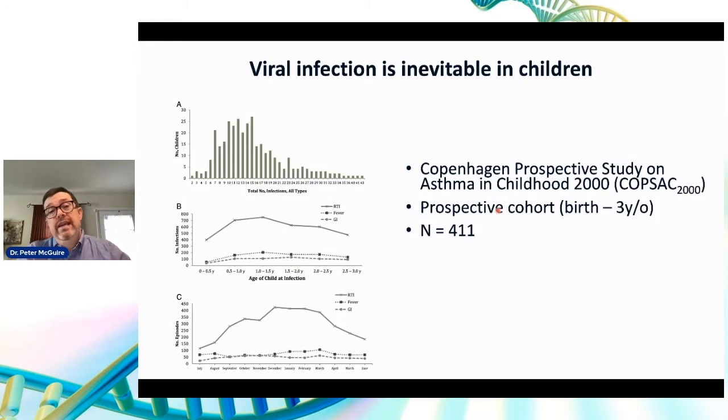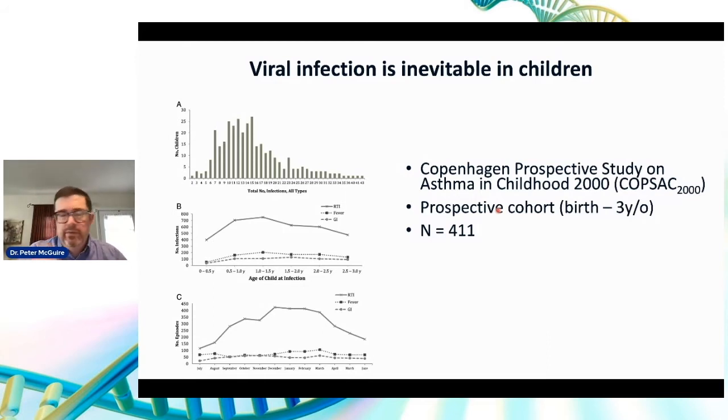So unfortunately, viral infection is inevitable in children. It's somewhat unavoidable. This was a study done back in the 2000s, the Copenhagen Prospective Study on Asthma in Childhood, or COPSAC 2000. And this is a prospective cohort, so what that means is they take kids and follow them from birth up until 3 years of age.